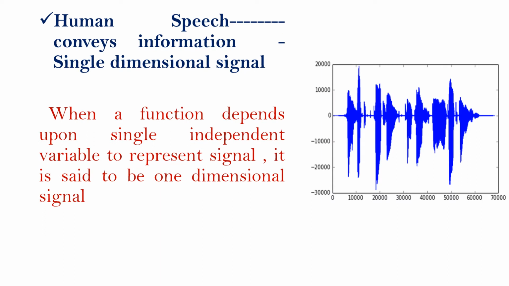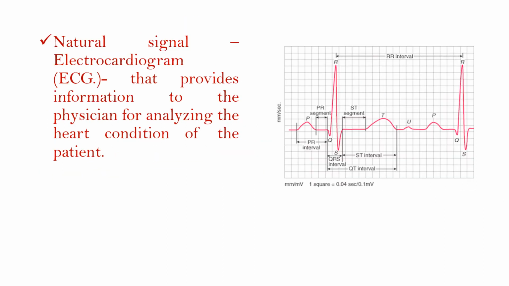Next, one-dimensional signal. Human speech conveys information, that is known as a single-dimensional signal. The function depends upon a single independent variable, time, so that is known as a single-dimensional or one-dimensional signal. We are going to see another example for a one-dimensional signal, a natural signal, the electrocardiogram, that provides the information to the physician for analyzing the heart condition of the patient.